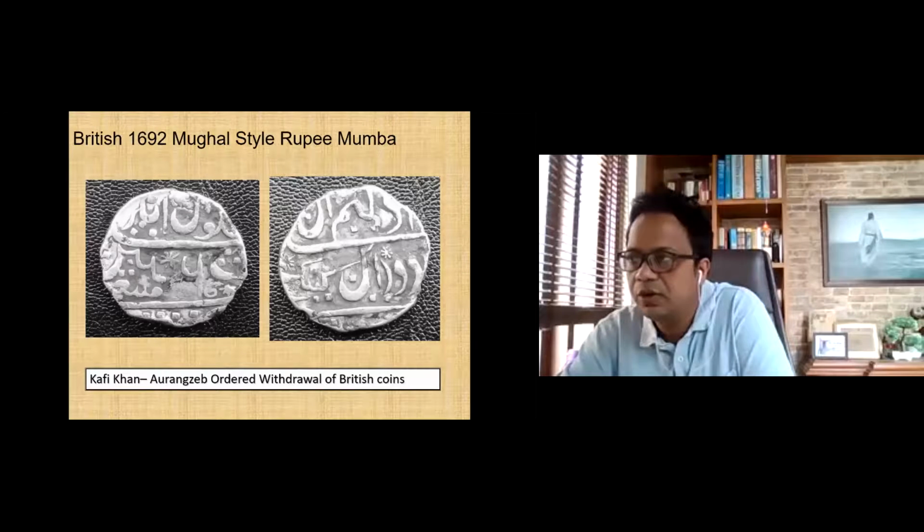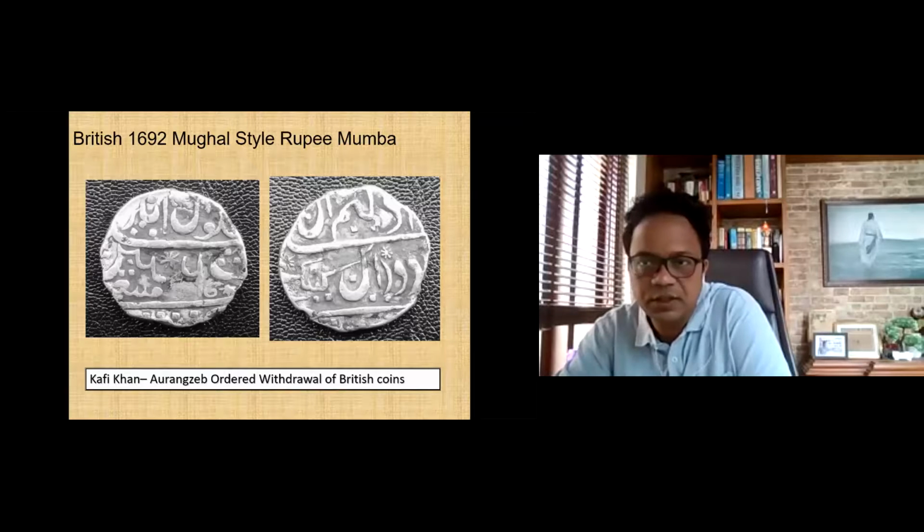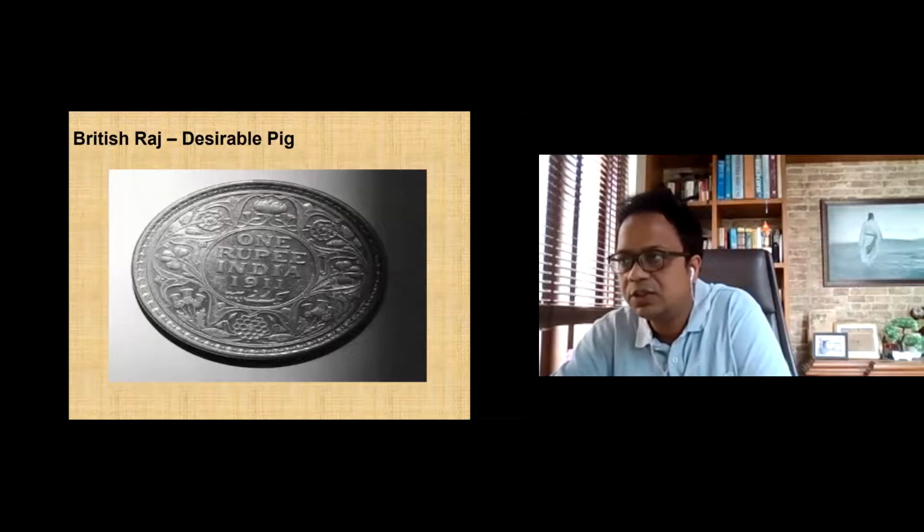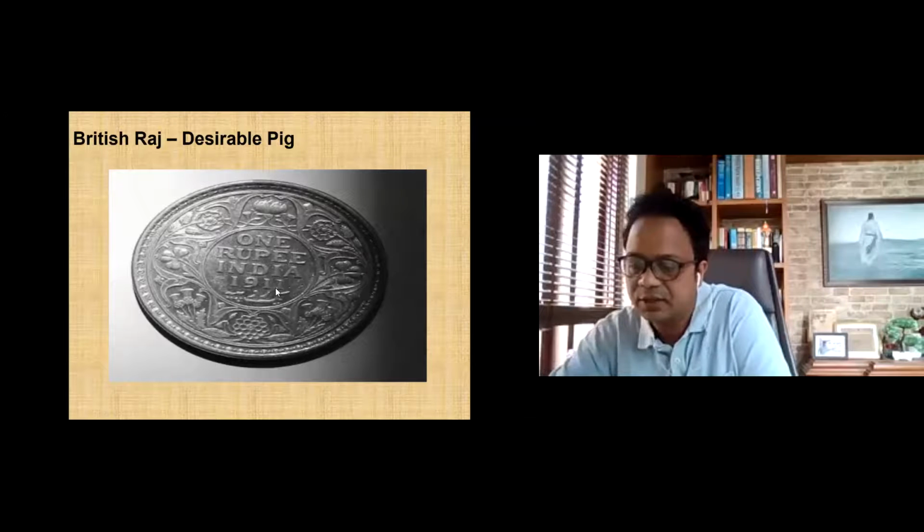So this particular coin was minted by the British, but Aurangzeb took objection to this coin, saying that you can't issue coins with Persian legends. They can only be issued by the Mughal emperor, and they had to retrieve these coins back, making them very rare. So this is how a British coin would really look: 1 rupee, 1911, very standard, 11 grams of silver.